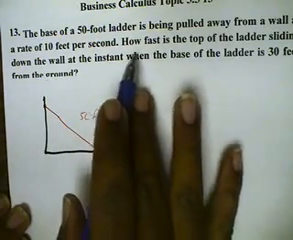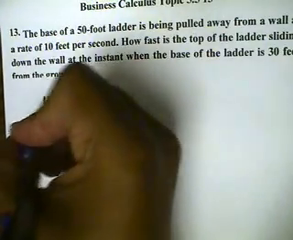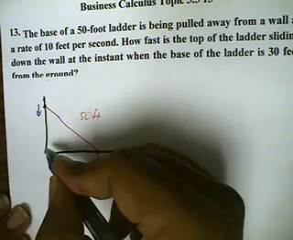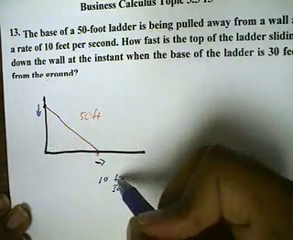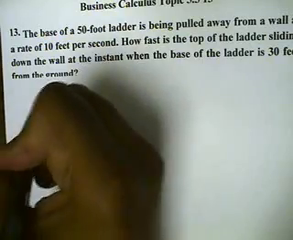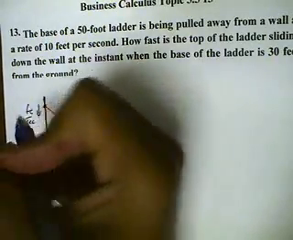All right. The question is, how fast is the top of the ladder sliding down the wall? That's this part right here. What kind of rate is going on there sliding down? Well, if this is marching out at 10 feet per second, this is also going to march down at some feet per second as well.